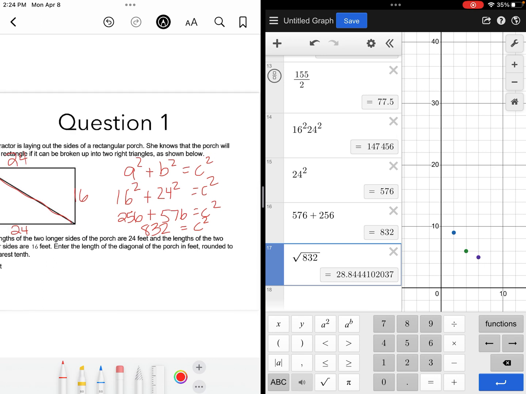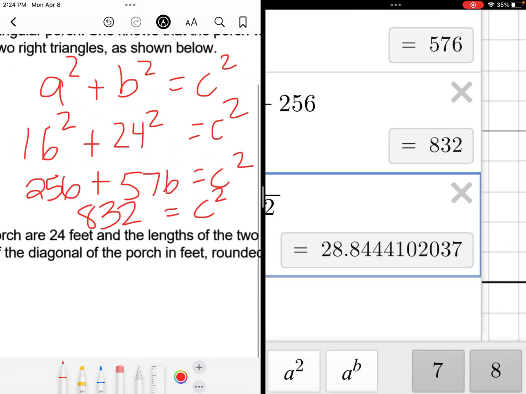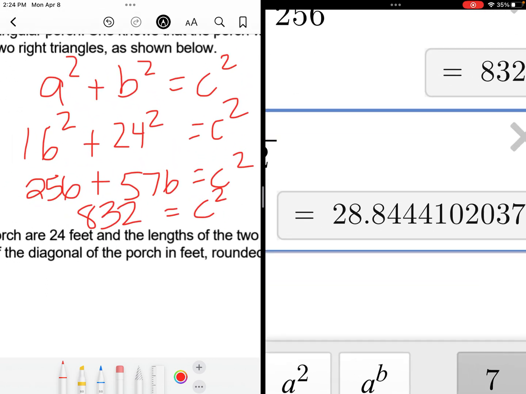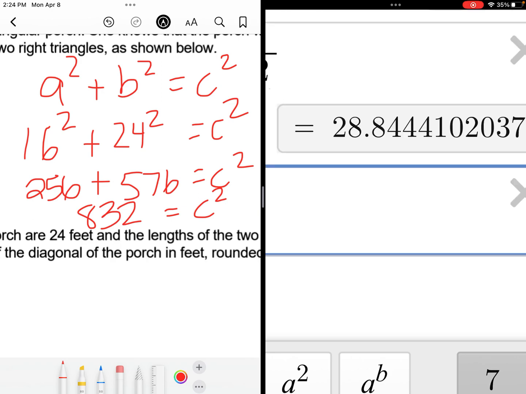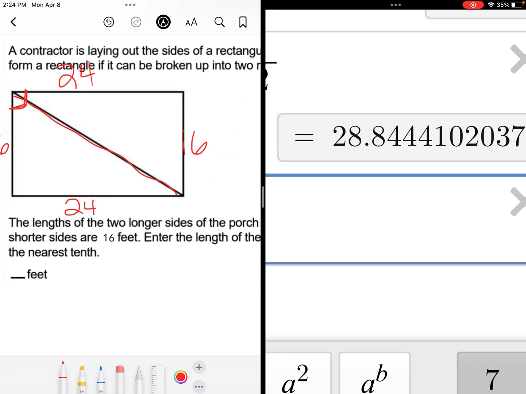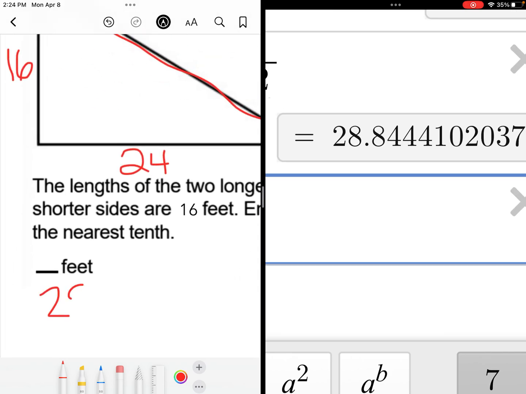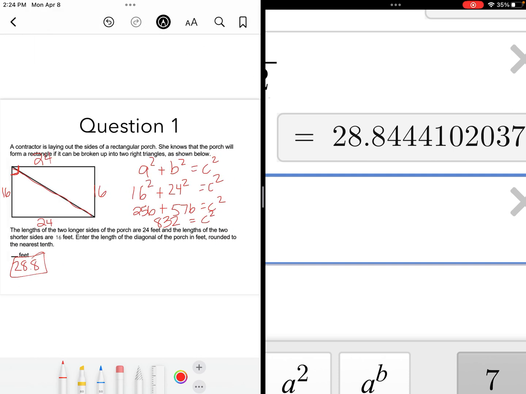And they want it rounded to the nearest tenth. So that's one digit behind the decimal. The 4 tells the 8 to stay the same. So it's going to be 28.8. And on your test, you've got to make sure that you're paying attention to where they want you to round it to.